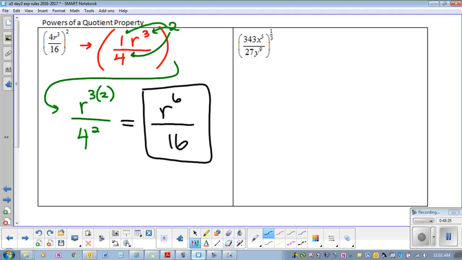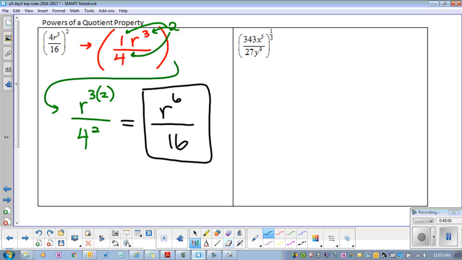So now, look at the next fraction. You see those numbers there? The 343 over 27? Put that in your calculator. Tell me if you can simplify it further. 343 divided by 27. No, you can't. All right. Well then, I can't combine these, x to the 5th, y to the 9th. They're totally different terms, right?